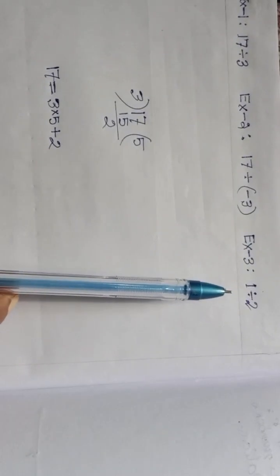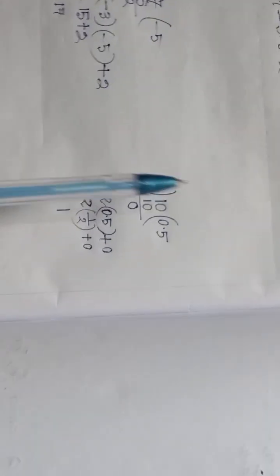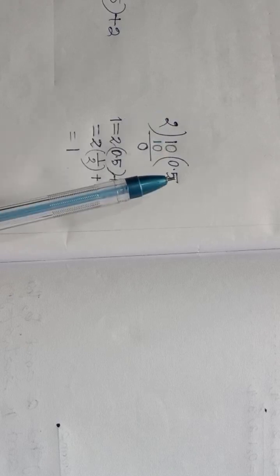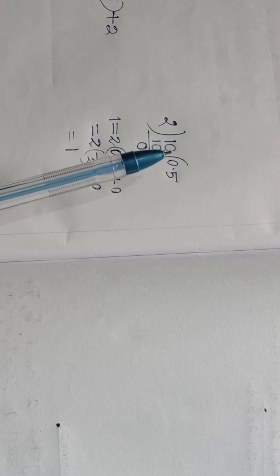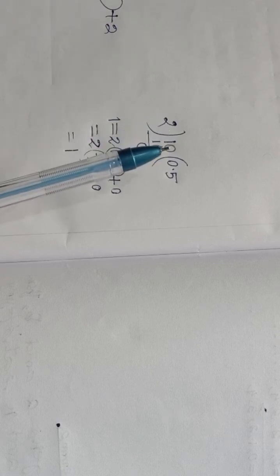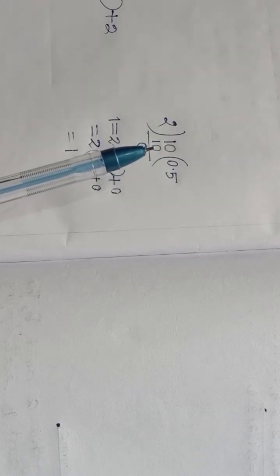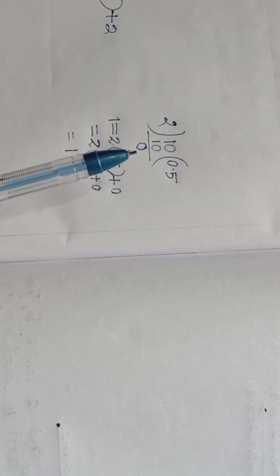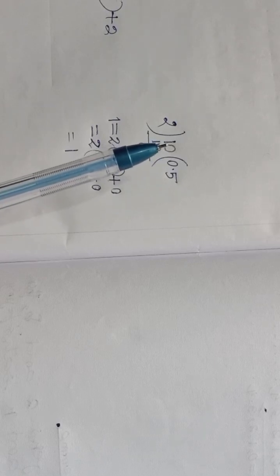Now the third example, 1 divided by 2. Here the dividend is smaller than the divisor. Okay, see 1 is less than 2, so we put 0 point. Then adding 0 here, that is 10, and 2 goes 5 times. So 2 into 5 equals 10, and 10 minus 10 is equal to 0. The remainder is 0.